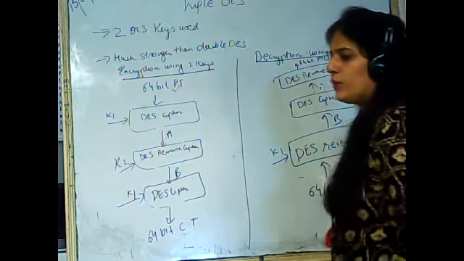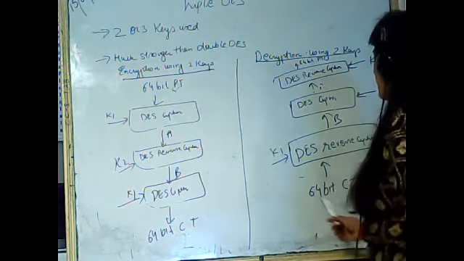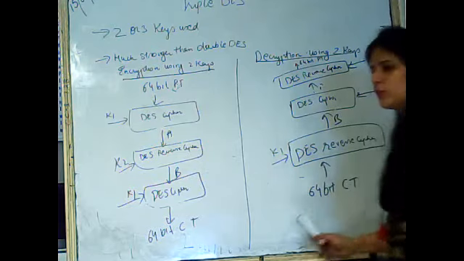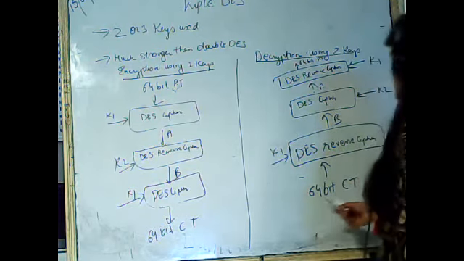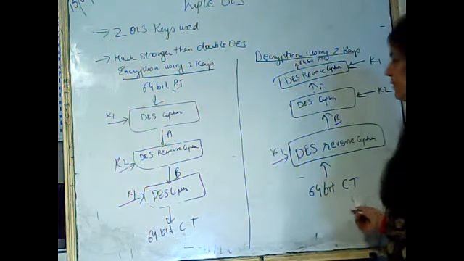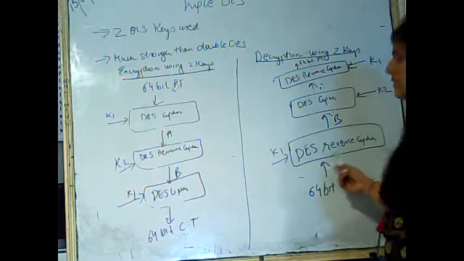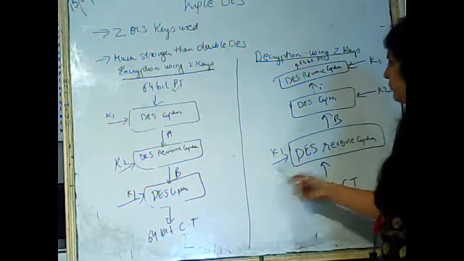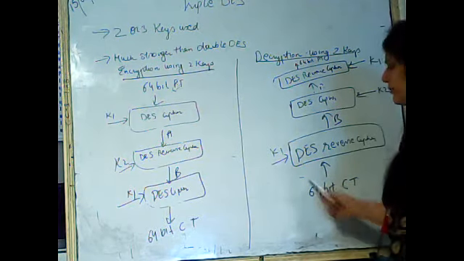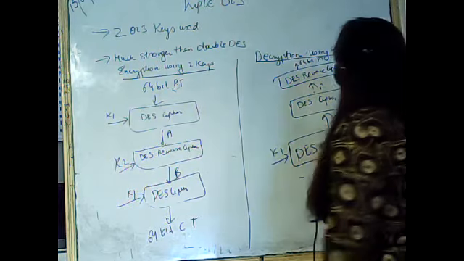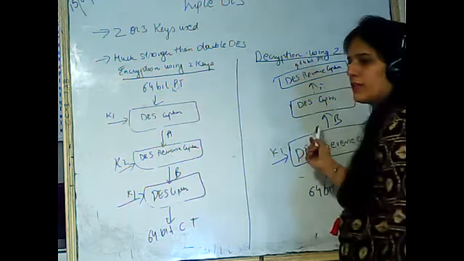Now, when we have to work according to this particular part in the decryption portion, we will start from the reverse order. So we are having 64-bit ciphertext over here, and then we have DES reverse cipher. We will apply the DES reverse cipher on this ciphertext part using the key 1, and we will get some particular answer B.